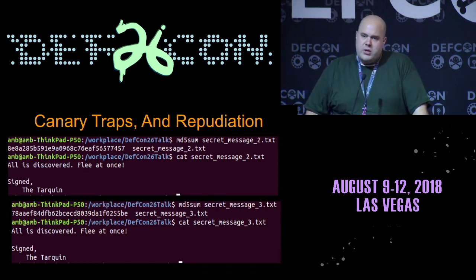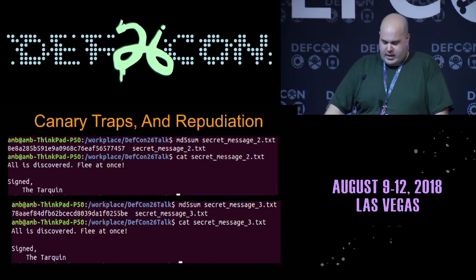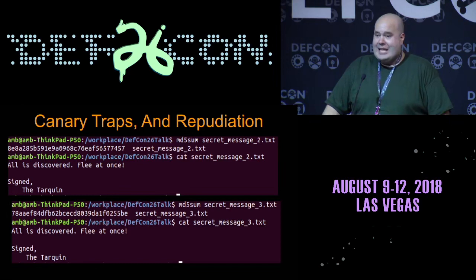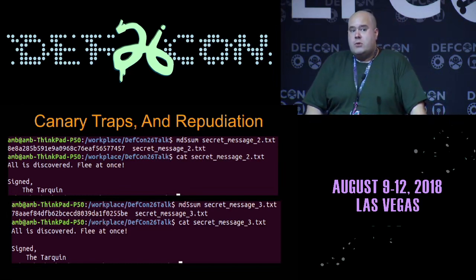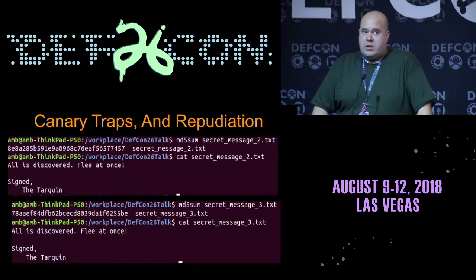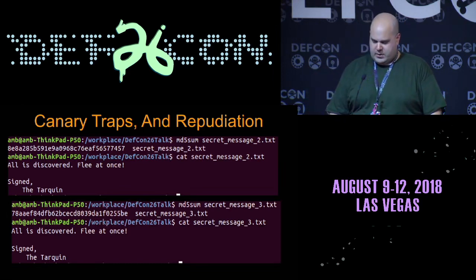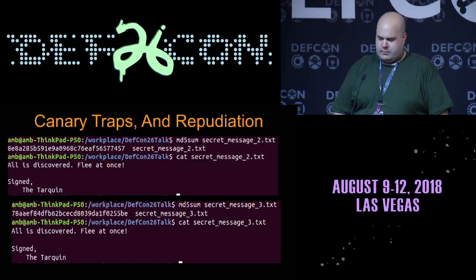So what you have here are two files with the same message, identical, differing in hash because they are different. They have different Unicode mixed in. One of them has a Unicode F in Flea, and one of them has a Unicode T in Tarquin. So they're different enough that they hash differently. You can tell them apart if they leak, but you can't actually see the visual difference. But what happens if they leak screenshots or plain text?